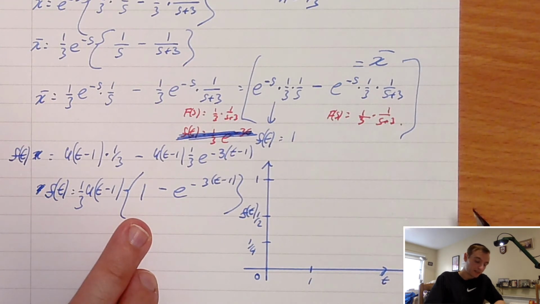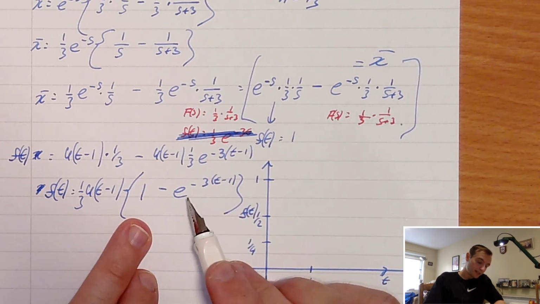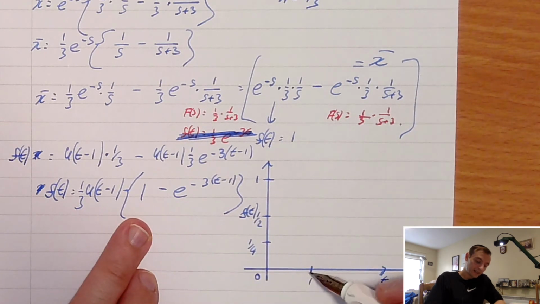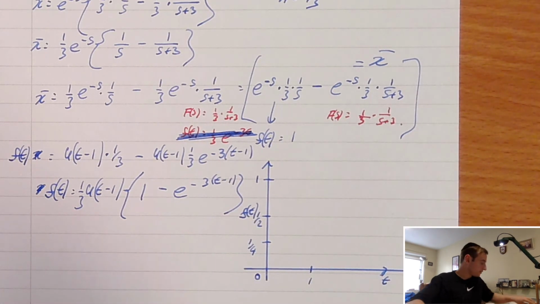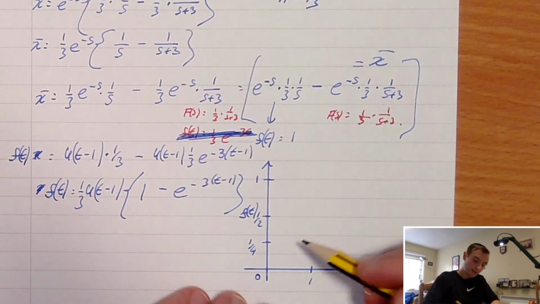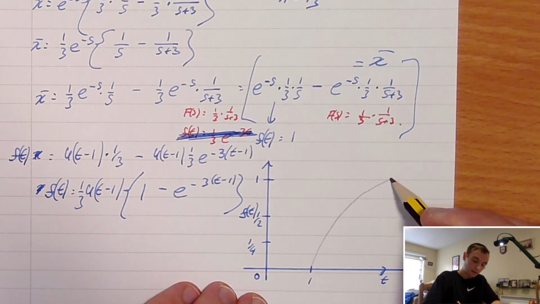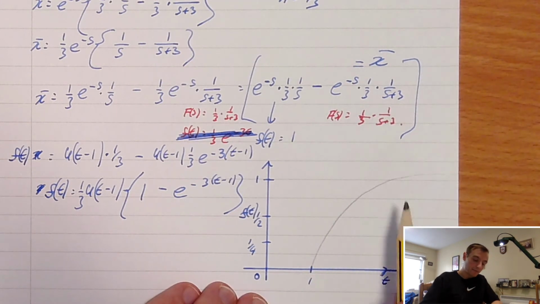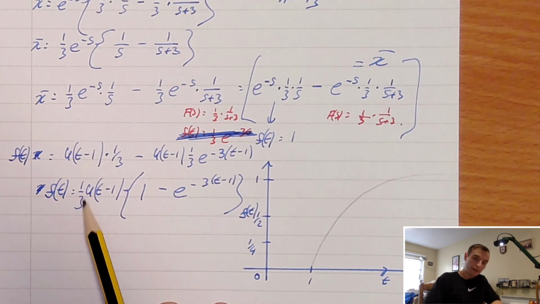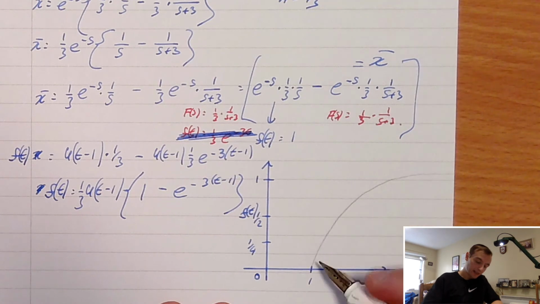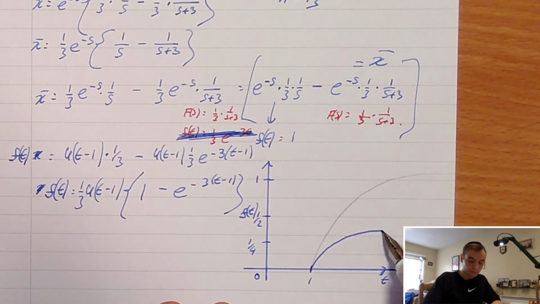And as t tends to infinity, this is going to tend to 0, and it's going to tend to 1. So the actual function should look something like that. Yeah? But we've got a 1/3 factor going on. So what it's really going to look like is something like this.